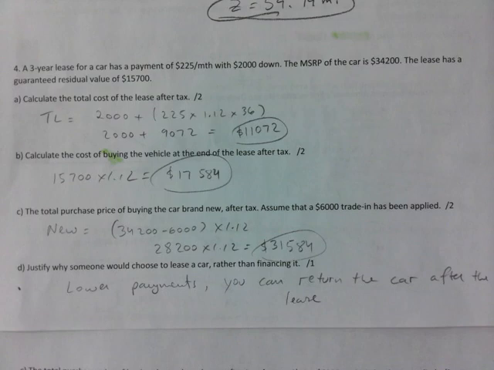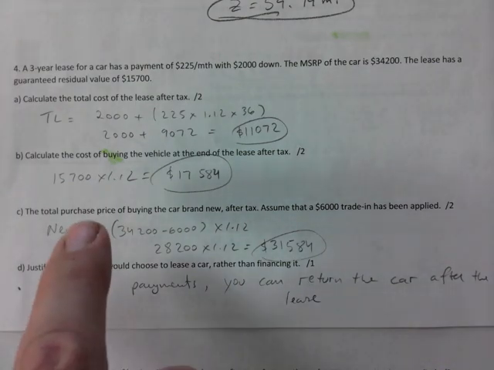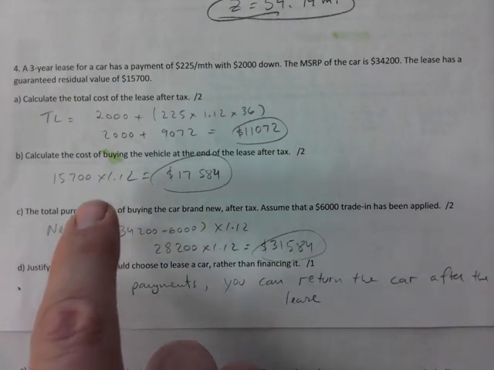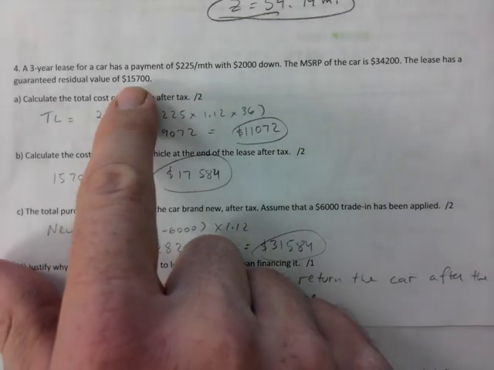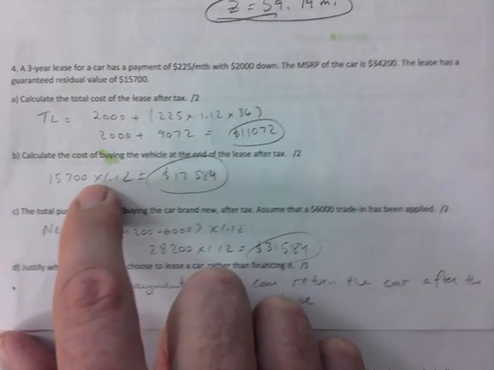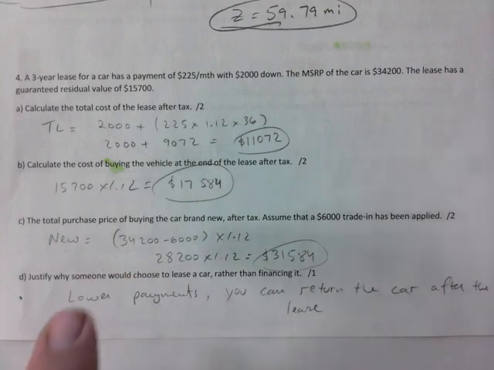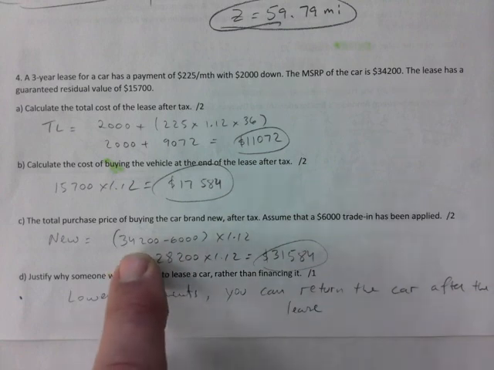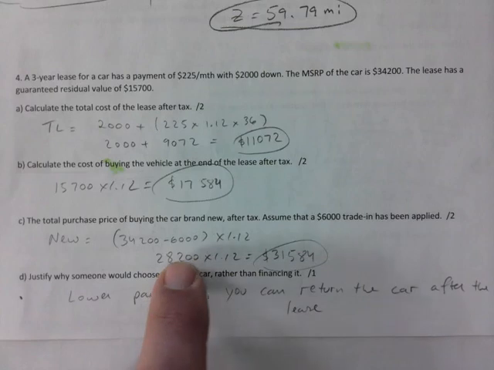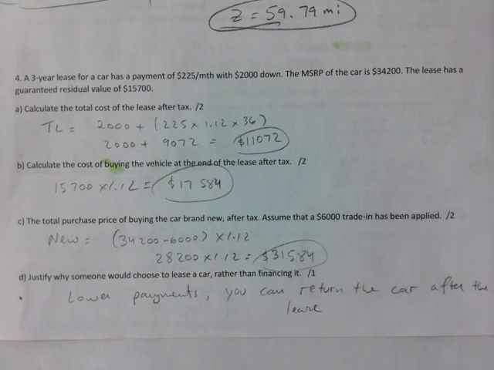No mileage here, so don't worry about the mileage. The cost of buying the car, we're told what the guaranteed residual value is, so it's simply just adding 12% taxes to that. Total purchase price of buying the brand new car, assuming there's a trade-in, right? So new price minus trade, and then we add taxes to that.